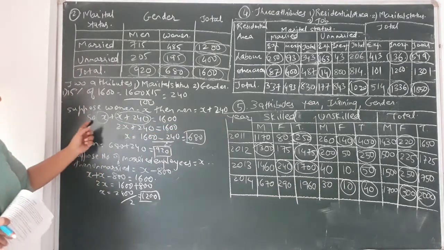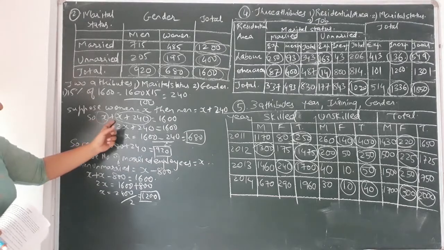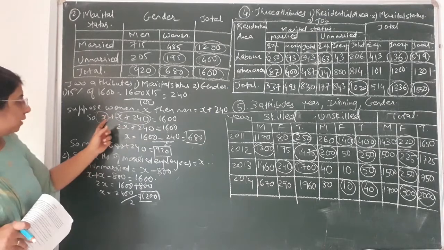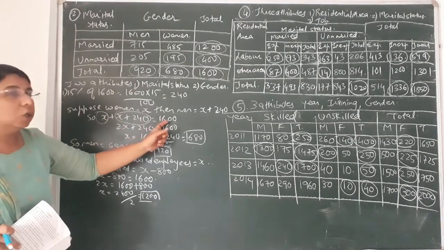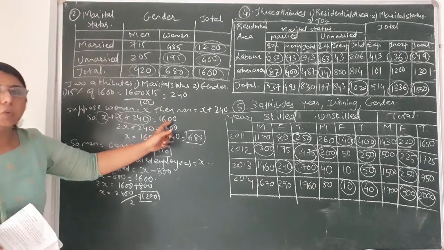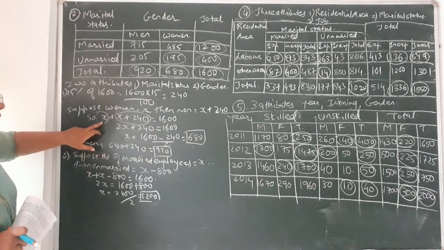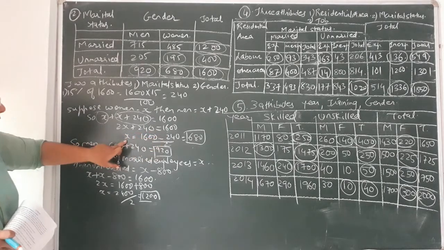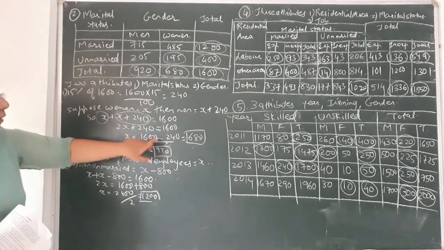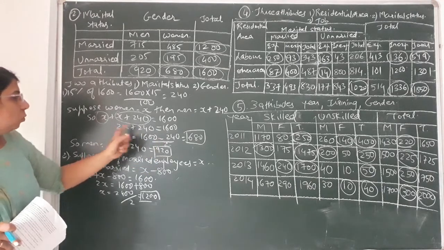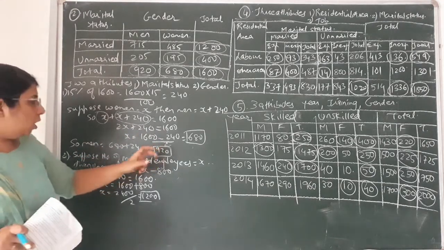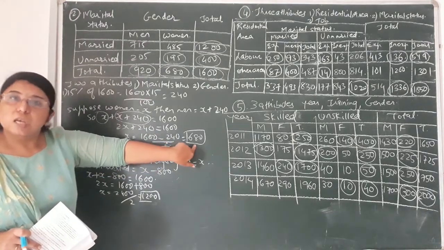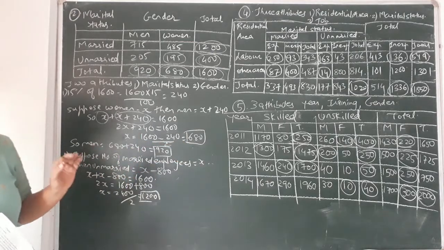Now doing the equation calculation, x for women, and x plus 240 for men. So x plus x plus 240 is equal to 1600, because men plus women is equal to the total number of employees. So x plus x would come to 2x. 2x plus 240 is equal to 1600. Now 240 will become minus 240 on the other side, and 2 will come in the denominator, so divide by 2. So 1600 minus 240 divided by 2, you will do the calculation and get the answer, that is 680. Now we have got the value of x, that is 680.